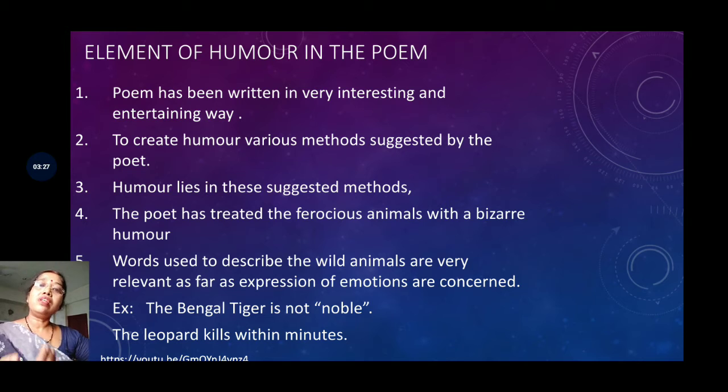Now when the animal will eat us, then it is all over. There is no purpose, there is no sense of identifying an animal. Already it has eaten us, it has killed a person. Then where is the question? How will that person who has been killed by the tiger identify that animal? There is no use of it. So in this way the poet has tried to create humor in the poem.